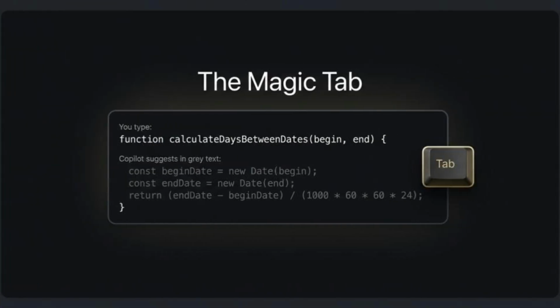Another great feature is the Magic tab. As you type a function, Copilot suggests the rest of the code in gray text, which you can accept instantly by pressing the Tab key.